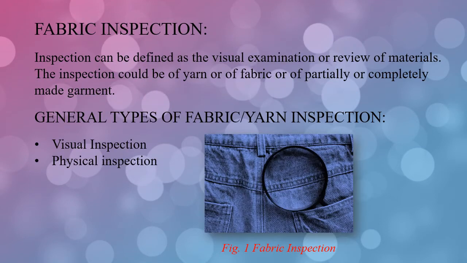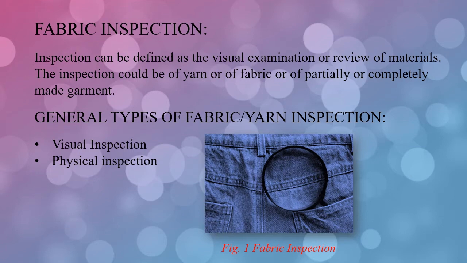Fabric inspection. The fabric or yarn inspection may be defined as the visual or physical examination taken according to the specifications, as well as measuring the yarn or fabric to check if they meet the required measurement. The inspection could be of partially or completely finished fabrics or yarn to check if the yarn or fabric meets the basic standard. And here are the general types of fabric inspection: visual and physical inspection. In the visual inspection, you just have to view a product to check out the defects, and in physical inspection you have to feel the fabric, or you have to touch the fabric to inspect it, or to find out the defects.